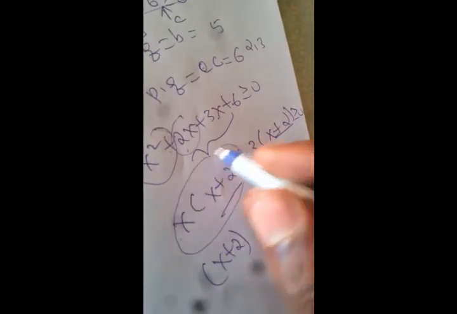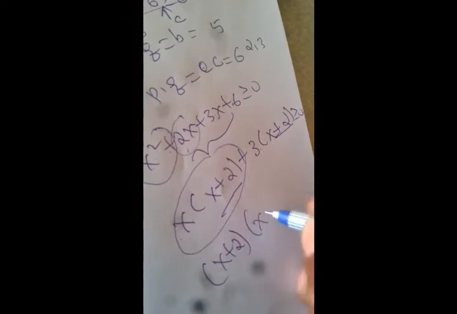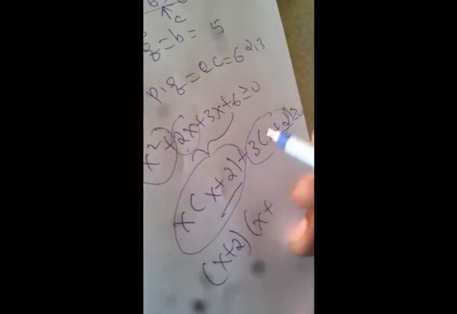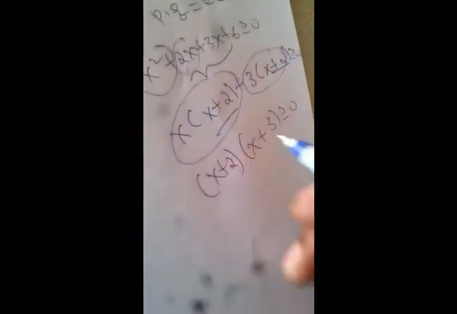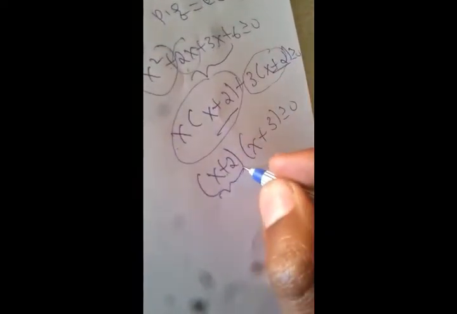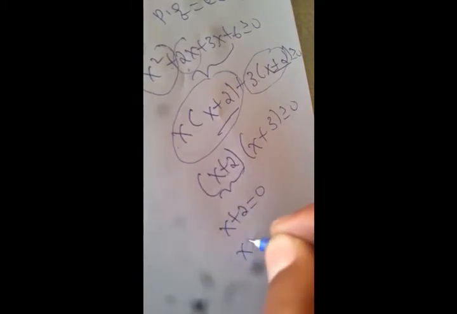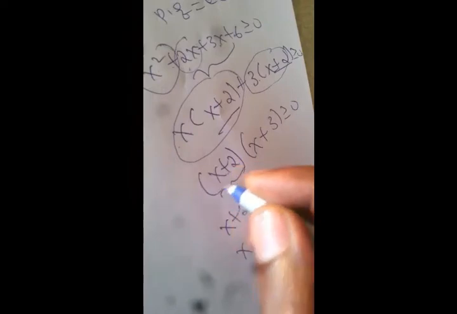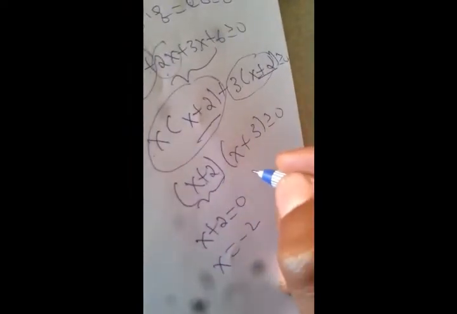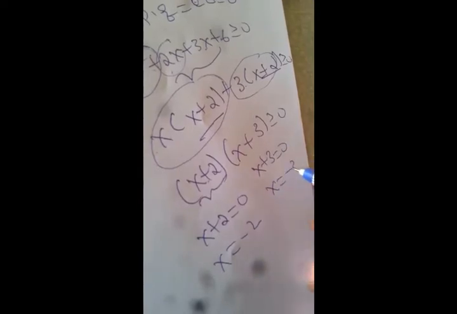When this is divided by x plus 2, x will be left. When this is divided by x plus 2, 3 will be left, which gives 0. Therefore what number will make this equation 0? x plus 2 equals 0, so x equals negative 2. When does x plus 3 become 0? When x is equal to negative 3.